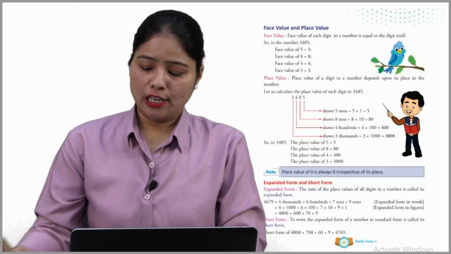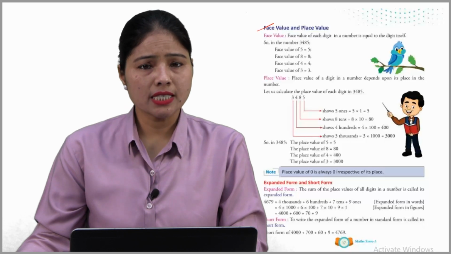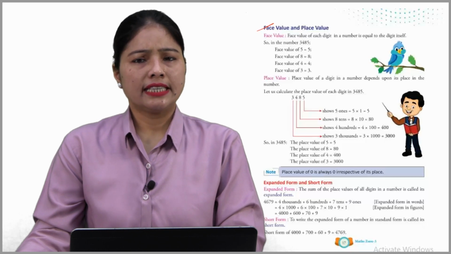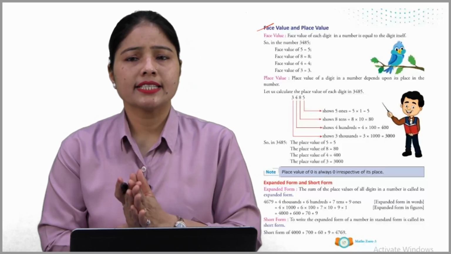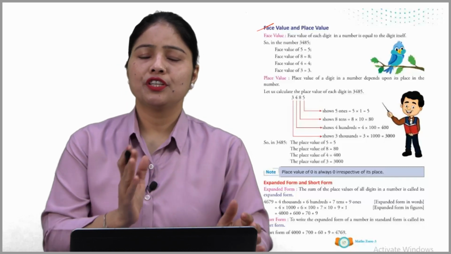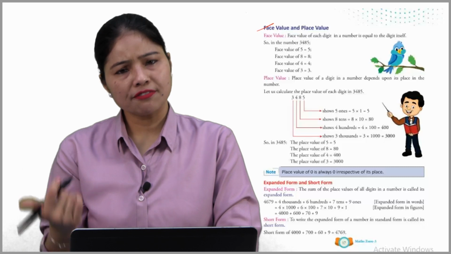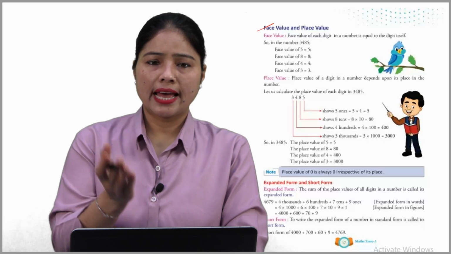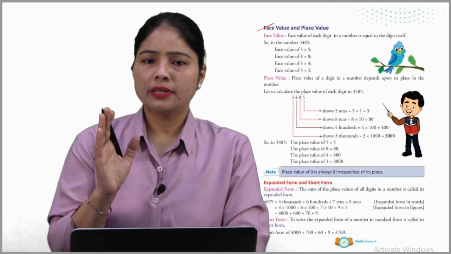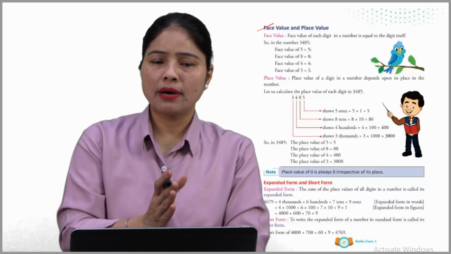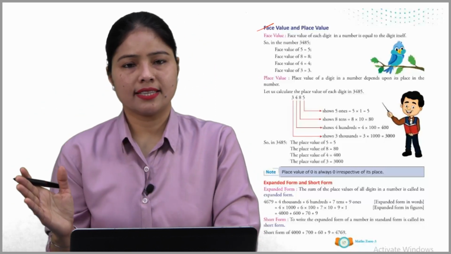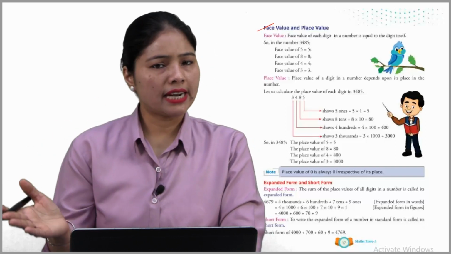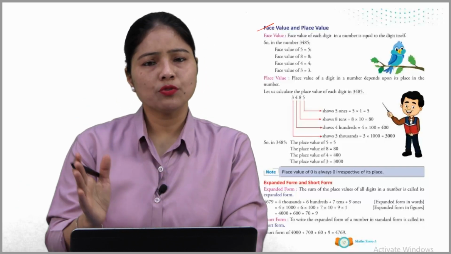Place value and face value. So now we will just read what is face value and place value. Face value of each digit in a number is equal to the digit itself. So in the number 3485, face value of 5 is 5, face value of 8 is 8, face value of 4 is 4 and face value of 3 is 3. So children, what did you observe? What is face value? The digit that we have remains as it is. We can't change the value of that one. If 5 is given, we will write 5. If 8 is given, we have to write 8.